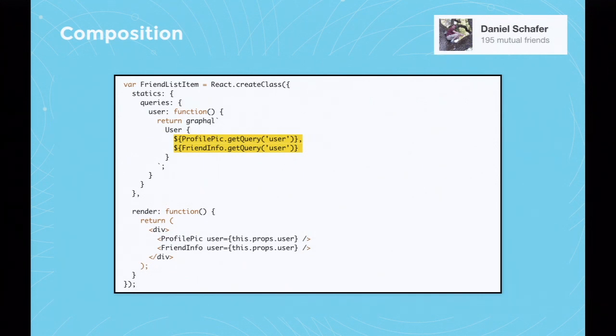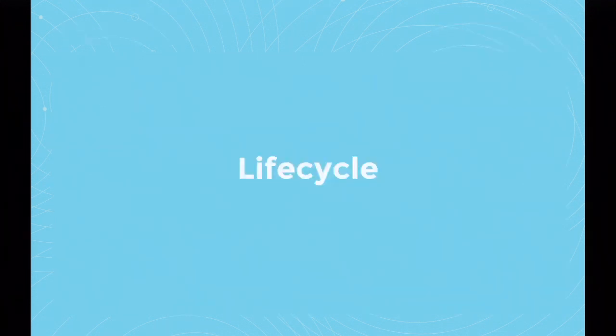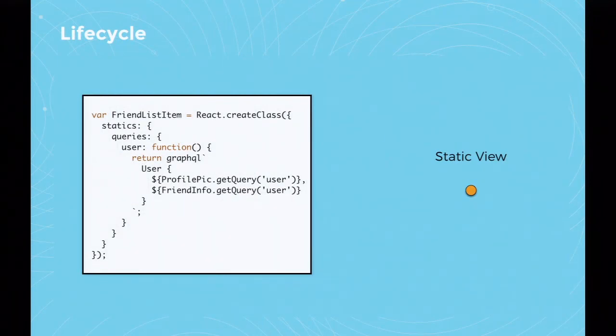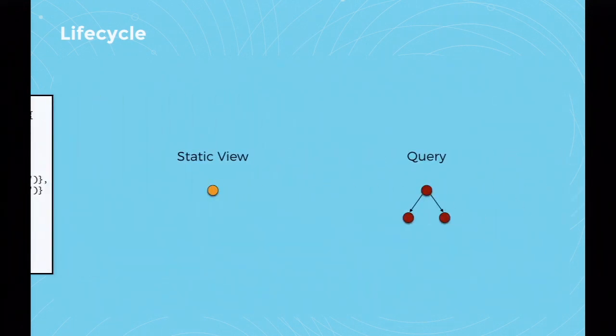Let's talk a little bit about how we enable this development model at Facebook. How do we put together that query, send it to the server, and once we get the data back, how does it actually make its way down to the view? So going back to the friend list item, we'll start with the static view. Here's the query that we already wrote. And in this case, the static view is friend list item. From there, we can actually generate the query. And in this case, the query for friend list item is just made up of the queries for profile pic and for friend info.